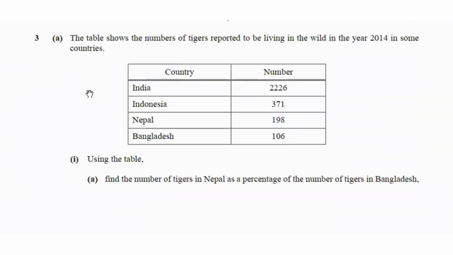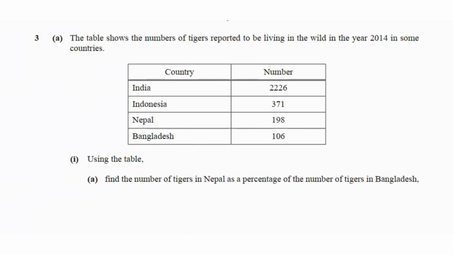Question 3 says, the table shows the number of tigers reported to be living in the wild in the year 2014 in some countries. So we have India, Indonesia, Nepal, and Bangladesh, and their number of tigers. Using the table, find the number of tigers in Nepal as a percentage of the number of tigers in Bangladesh.